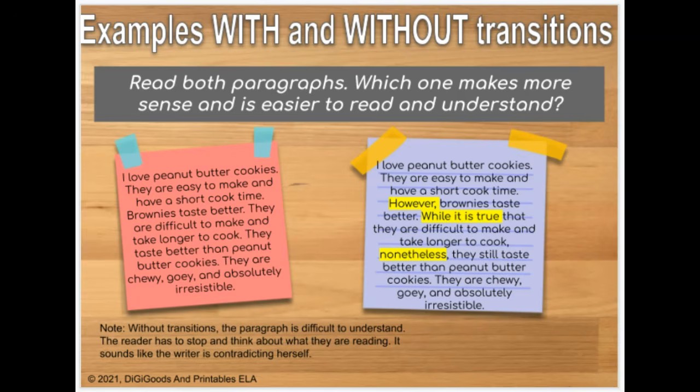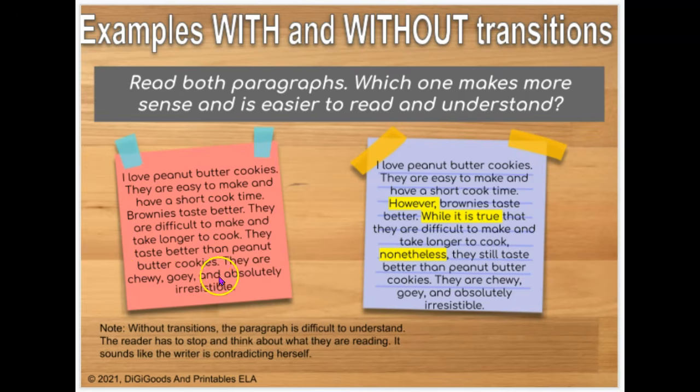As I read the paragraphs, or as you read them on your own, think about which paragraph is easier to read. Okay, let's begin with the paragraph on the pink sticky note. I love peanut butter cookies. They're easy to make and have a short cook time. Brownies taste better. They are difficult to make and take longer to cook. They taste better than peanut butter cookies. They are chewy, gooey, and absolutely irresistible.